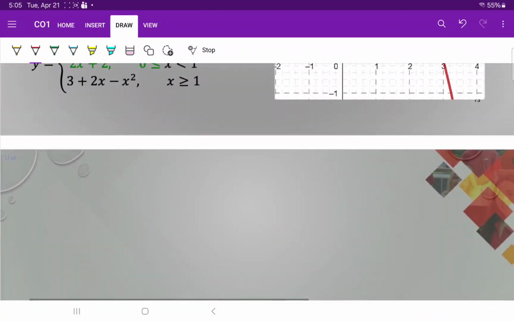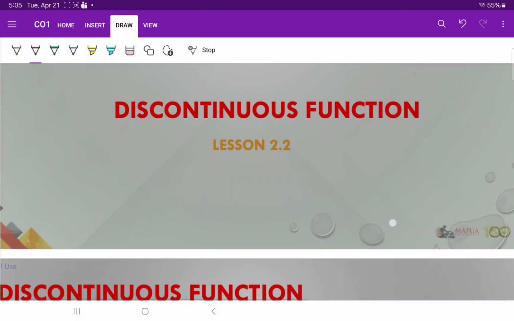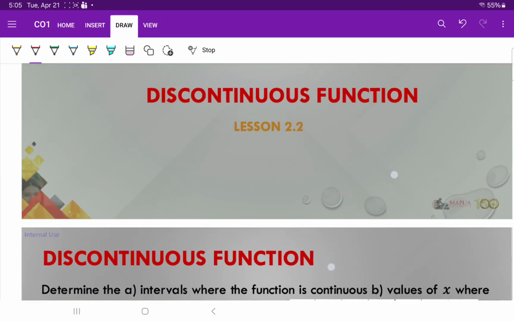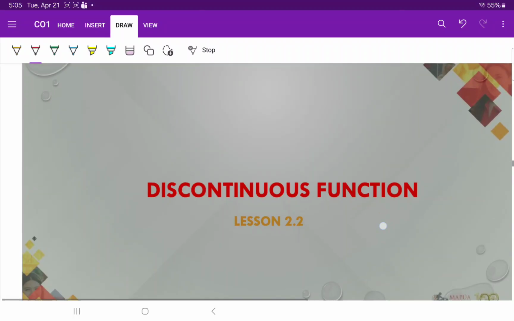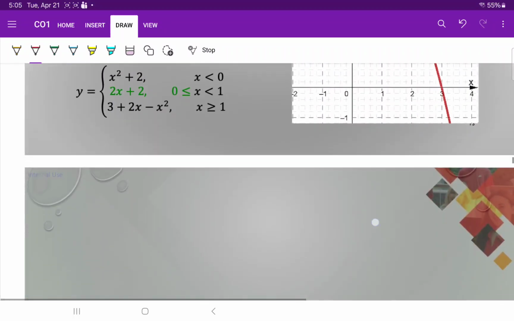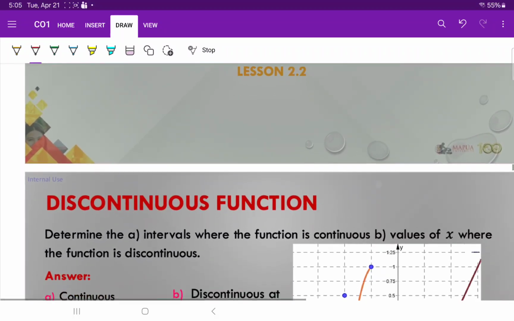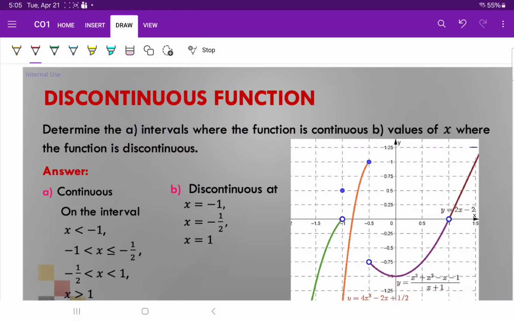Okay, now the next one is, the first discussion that we have is a continuous function. How if we have a discontinuous function? When are we going to have a discontinuous function?